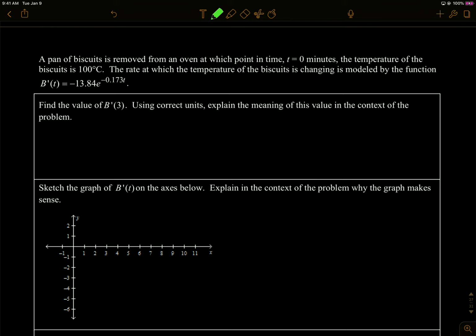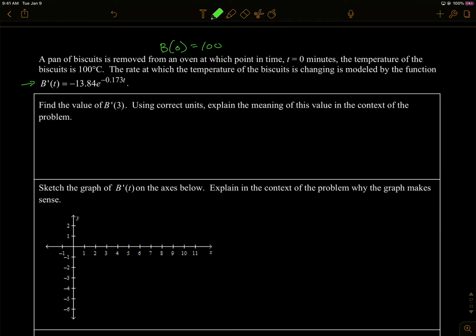At 0 minutes, the temperature is 100 degrees Celsius, so they're sort of telling us B of 0 equals 100. That's sort of what they're telling us there. The rate at which the temperature of the biscuits is changing is modeled by the function there. So that's a derivative function, right? So I don't have B of t yet, but I can figure out some stuff from that.